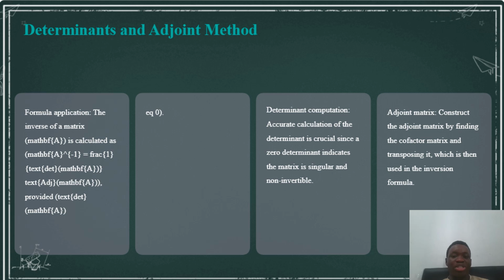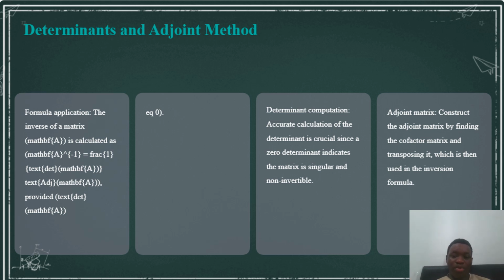Determinant and adjoint method. This is another method for finding the inverse of a matrix. This method is when you first find the determinant of the square matrix, that is, the given matrix. After you find the determinant, you check that the determinant is not equal to 0.